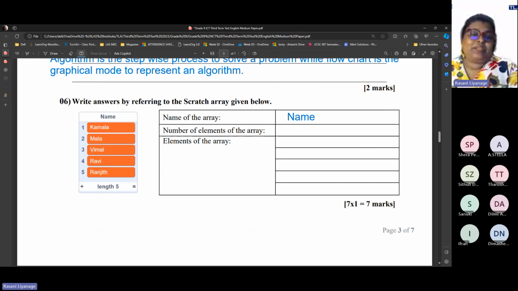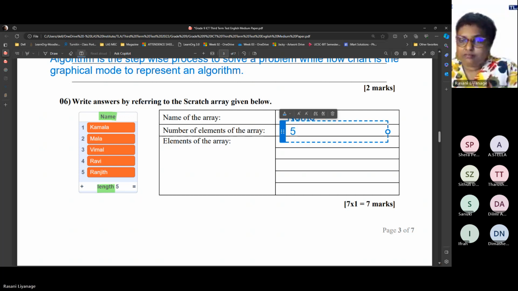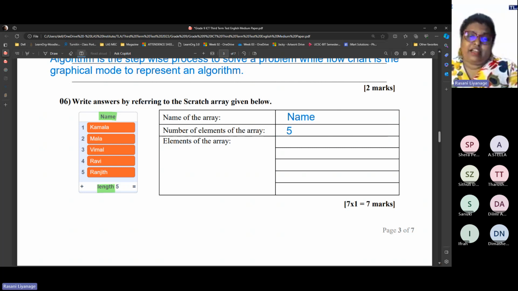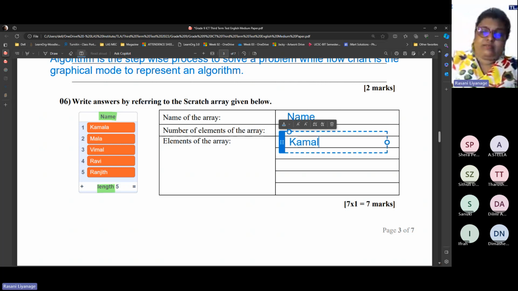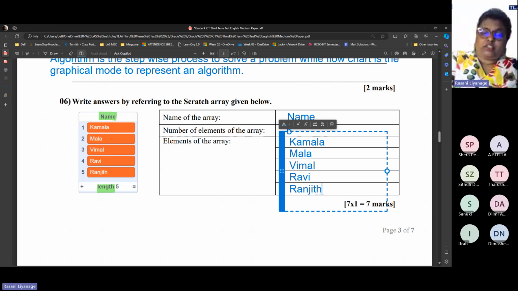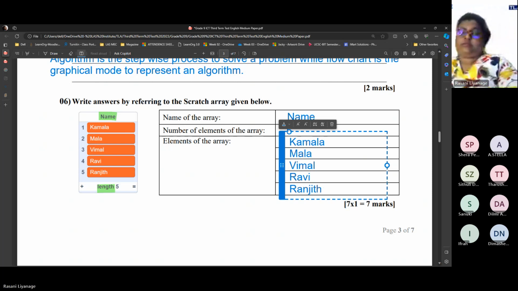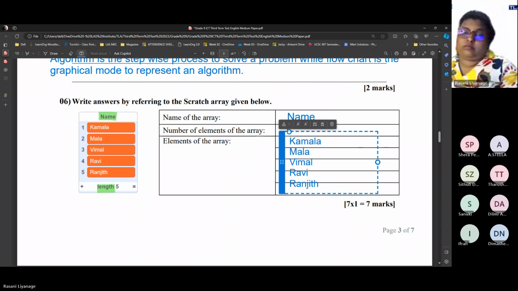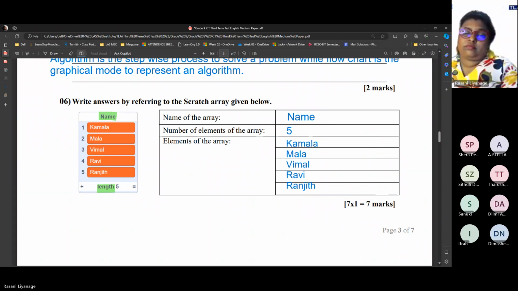These are a few children's names, aren't they? Number of elements means the length. That is the length. So number of elements would be 5. Elements of the array are, you just have to repeat the names over here. Don't write Kamala, Kamal. Mala, Vimal, Ravi, Ranj. Okay? So this is Scratch.